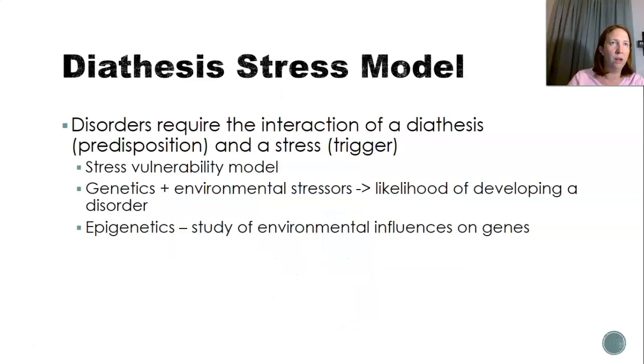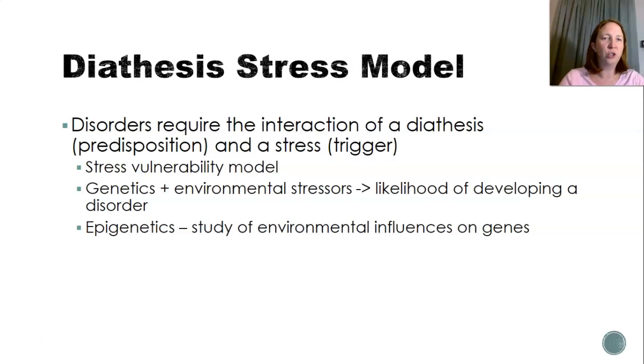And this led to one more model, and that is the diathesis stress model, sometimes known as the stress vulnerability model. Basically, let's go through this fancy way of saying it. Disorders require the interaction of a diathesis and a stress, so that your body has a predisposition in your genes, in your chromosomes. You may have a predisposition to a mental health illness, but it still requires some sort of environmental trigger or stressor to make that mental illness emerge. So basically, by combining genetics and those environmental stressors, that could increase or decrease the likelihood of developing a disorder.